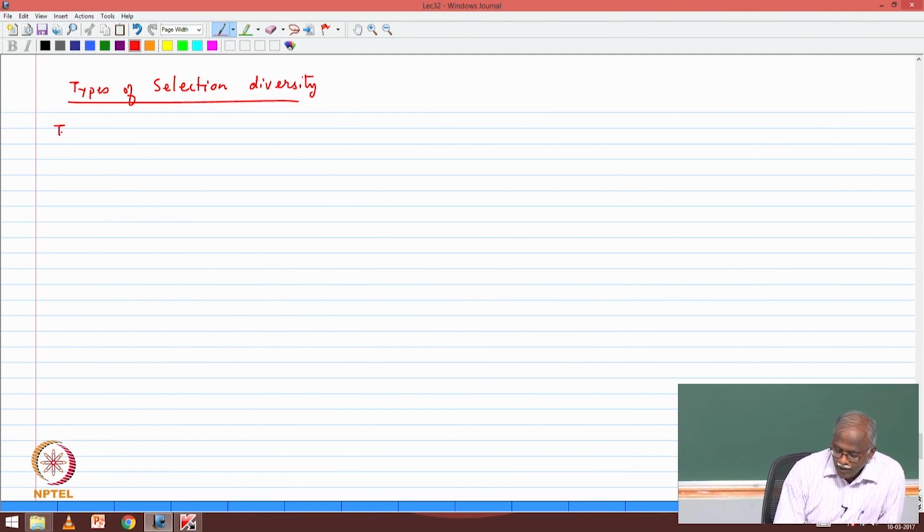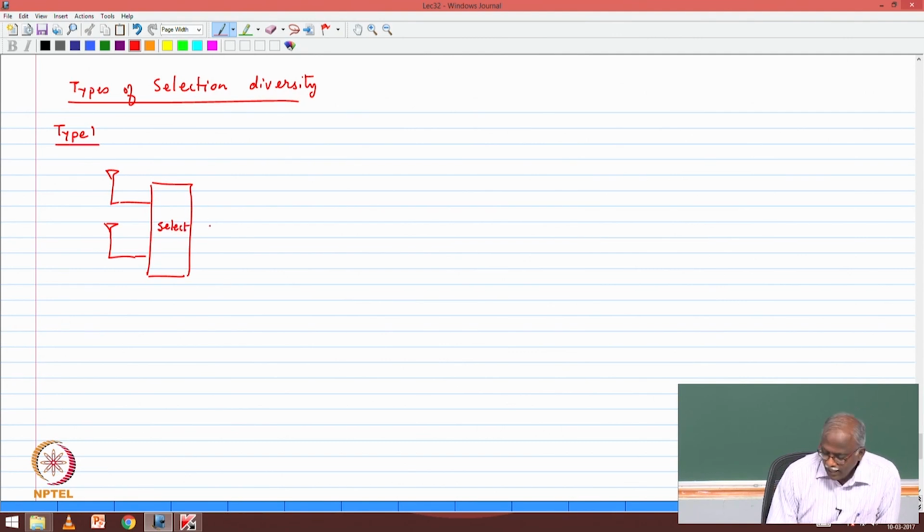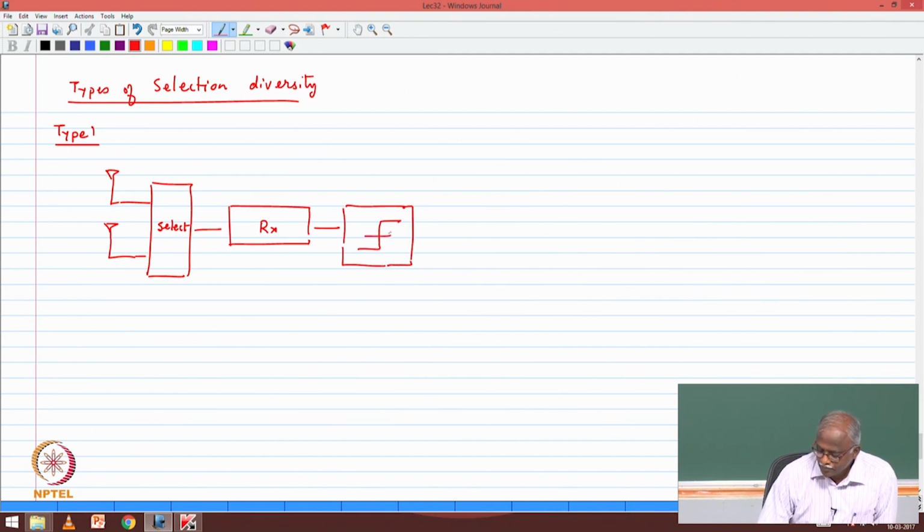Type 1 says that you have 2 antennas. I am going to draw the figures for 2 antennas. You can extend it for any number. I will select which of them is the stronger antenna and then pass it through a single receive chain and then pass it through the decision block. And then I get the output decisions.